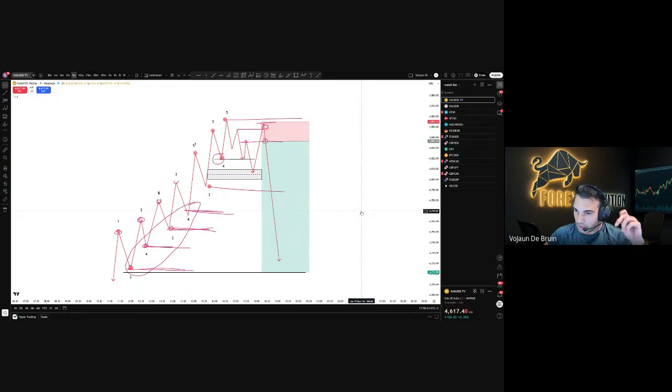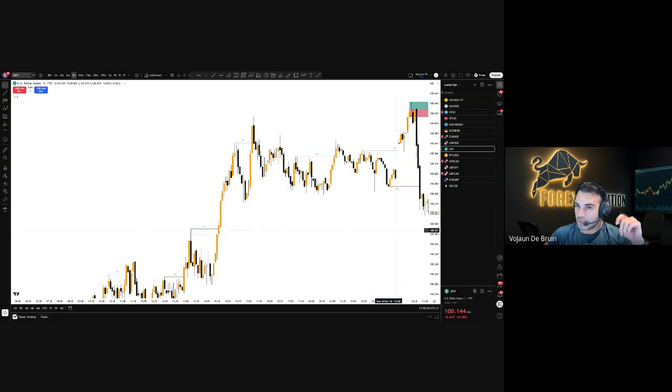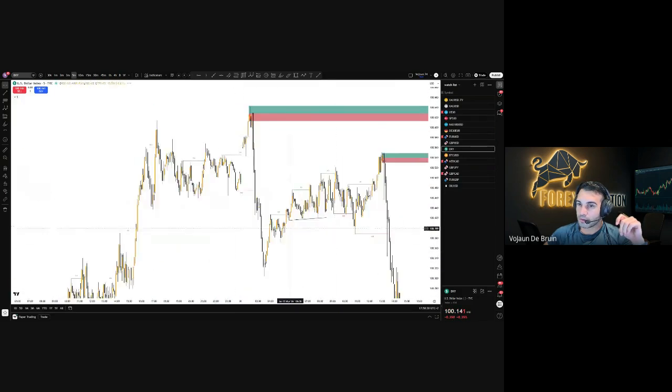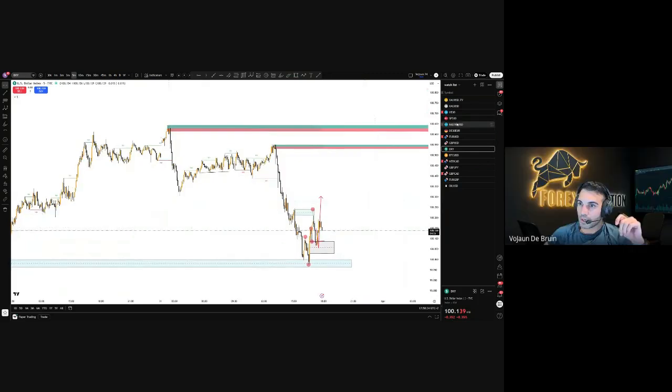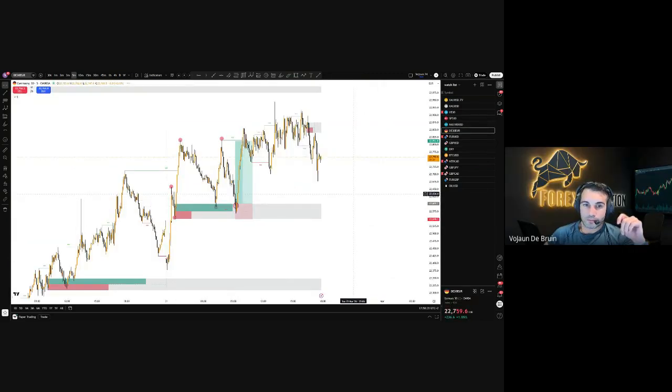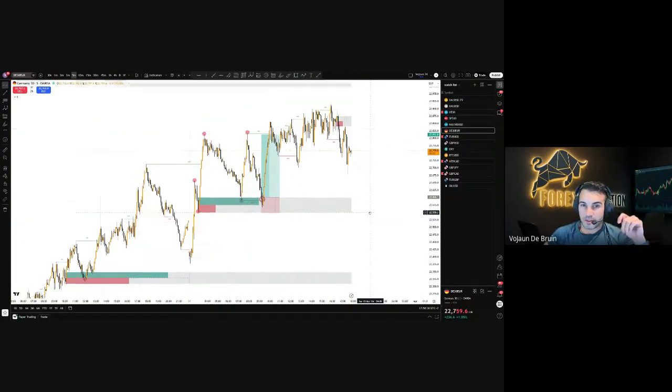DAX is currently a good example of this. Let's have a look. You mean DXY or do you mean German? German. Okay, let's look at German. Yeah, very messy, but yes.